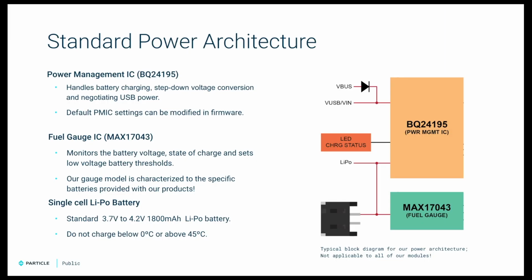Most of our devices use these three main components for their power architecture: the BQ24195 PMIC for battery charging and voltage regulation, the MAX17043 fuel gauge to monitor battery charge, and a single cell 1800 mAh LiPo battery. By default, our PMIC is pre-configured to work with these components out of the box, and in most cases, changing the default parameters is not recommended. But let's explore some cases in which this would actually be required.